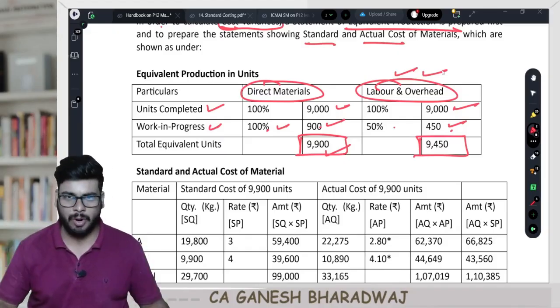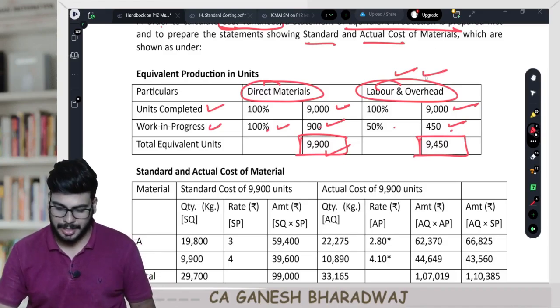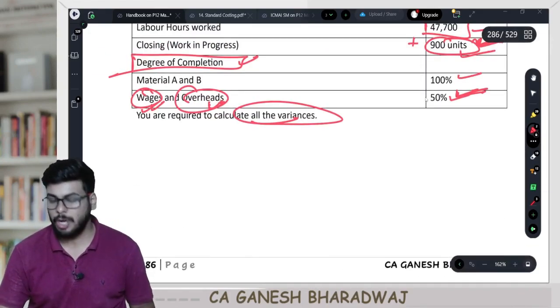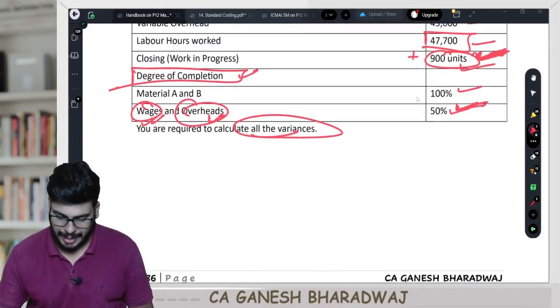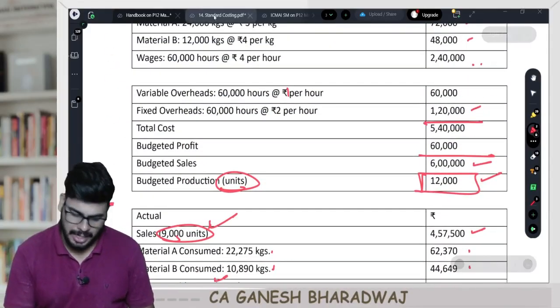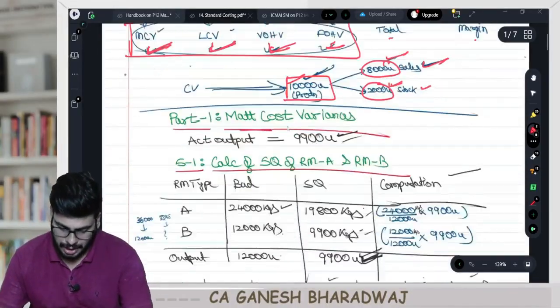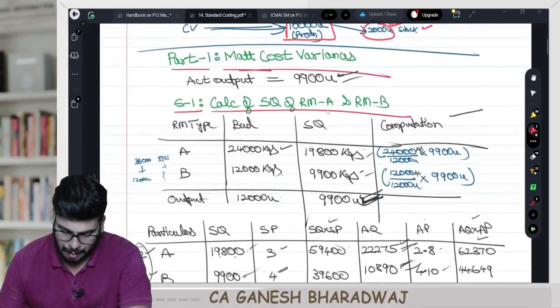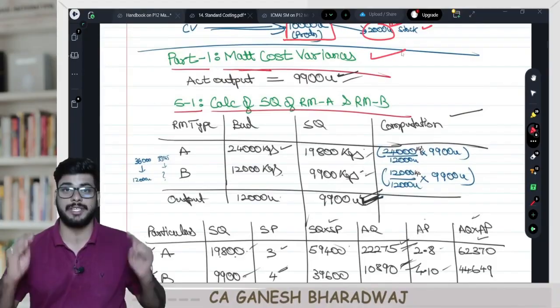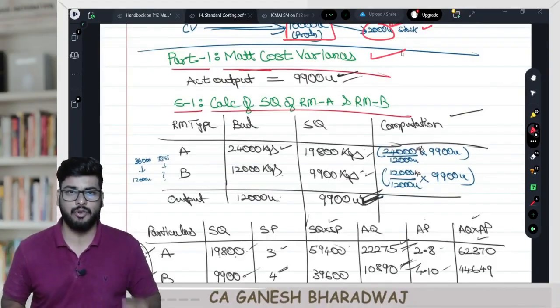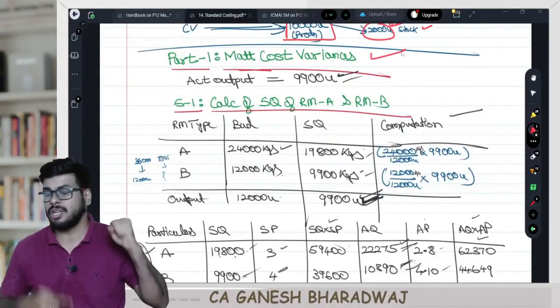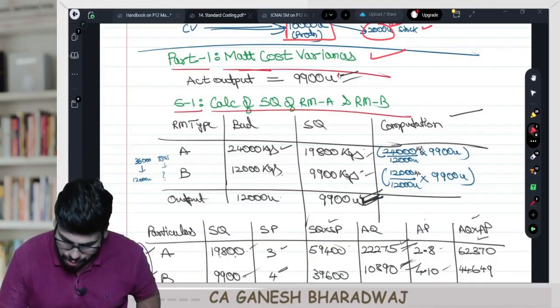Clear with this, and I wanted to discuss this in our marathon right now. Fine, guys. So now what we need to do is calculate all the variances, right? So now let us get started. First, part 1 is about calculating material cost variance. Immediately, what you need to do: by consuming my material cost, how many equivalent units got produced?